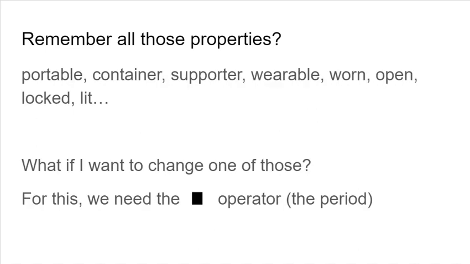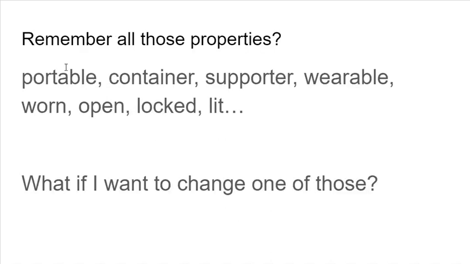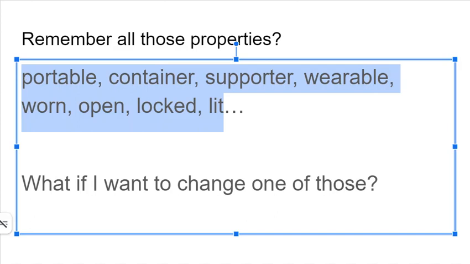Well, we use the dot operator. It's just the period on the keyboard. So the dot operator is the apostrophe S, and it works like this. When you see the dot after an object's name, think apostrophe S. The syntax is object dot property or attribute name. We'll look at some examples here. So it's object dot something, and that something is going to be one of those properties that Lantern builds into everything. So let's take a look.